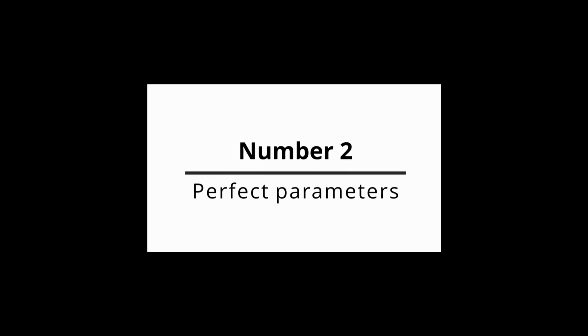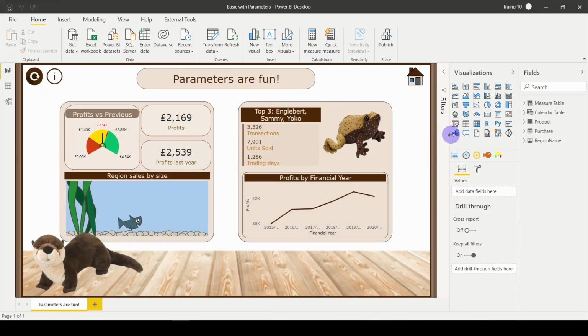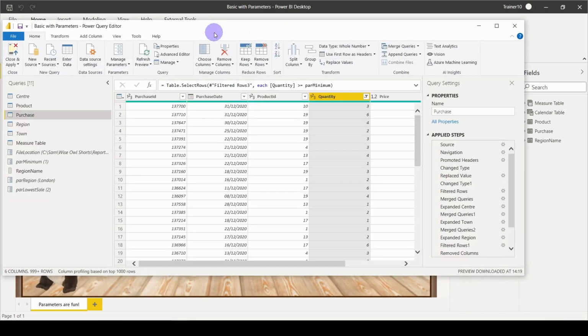Number 2. Perfect parameters. One of the most time-consuming things when you want to create a new report is changing the filters on the existing report. Maybe the files have moved, maybe you'd like to remove some data. Whatever the reason, this is one of the great things that work with templates. I can go into the Transform Data section, I can go into the Query Editor, and under my Home tab, I have Manage Parameters.